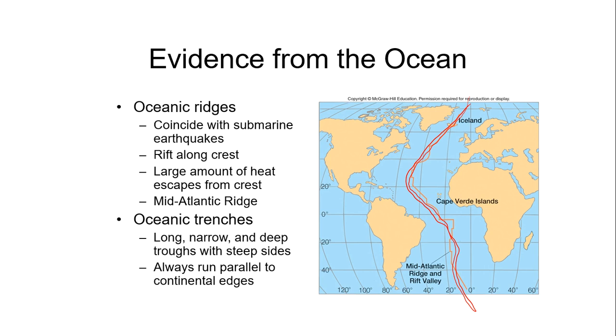Oceanic trenches are long, narrow, deep troughs with very steep sides that seem to run parallel to continental edges. So we can see some trenches right here, right along the edges of all these continents.